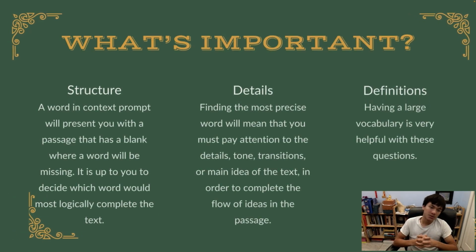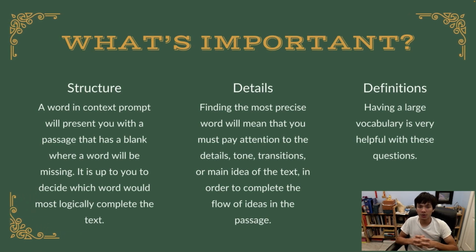What's important? First of all, the structure, so you can recognize when you're going to be questioned on this. A word and context prompt will present you with a passage that has a flow, and there's going to be a blank where there's a missing word. It's up to you to pick which word would most logically complete the text. Details are very important in these questions because you're trying to continue the flow of ideas or keep the tone the same, and maybe if there's a transition in it, to also allow that transition to flow more smoothly. And of course, having a large vocabulary would be very helpful because they like to try to trick you with very complex words.